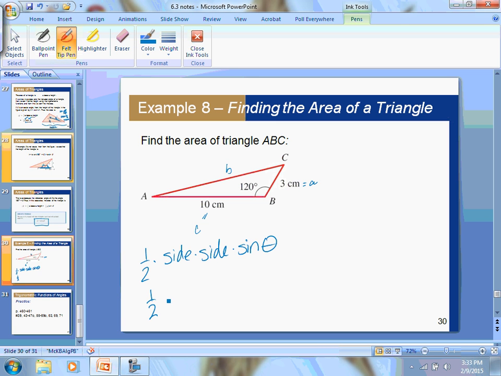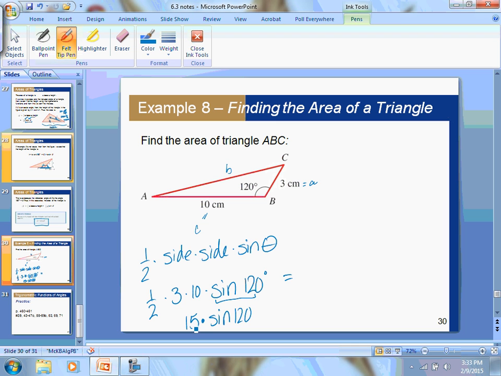So we're going to do 1/2 times 3 times 10 times the sine of 120. Now this is in degrees, so you're going to need your calculator in degree mode. Okay? And again, when you simplify this, 3 times 10 is 30, divided by 2 is 15. So do 15 times the sine of 120. Put that number that you're multiplying the sine by out front, or do the sine of 120 first, get a number, then multiply it by 10, then multiply it by 3, then multiply it by a half.